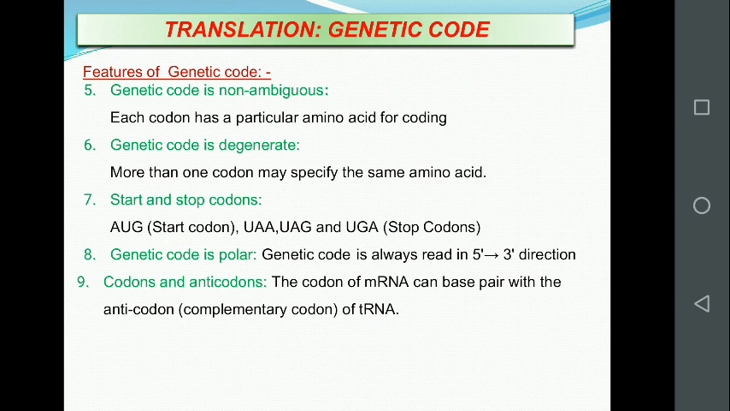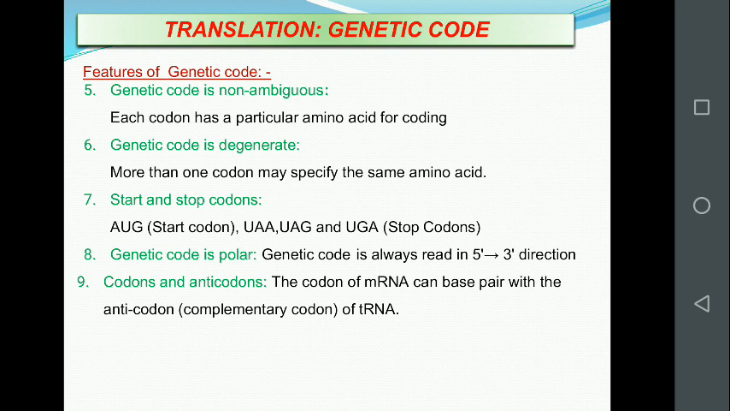Okay, so there is no ambiguity in the genetic code. That means if you take the table, UUU codes for phenylalanine, just phenylalanine, nothing else, and it will not code for any other amino acid except phenylalanine. So there is no confusion at all in the genetic code. Every code word specifies its own specific amino acid.